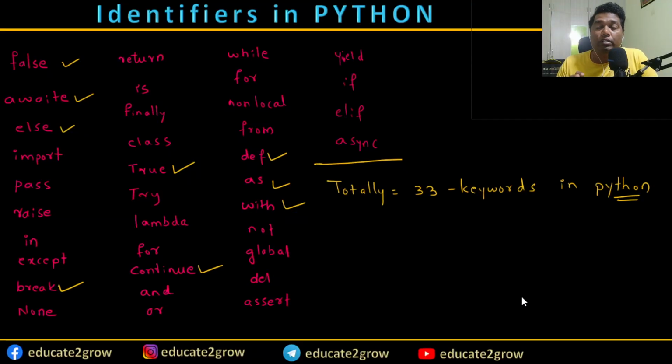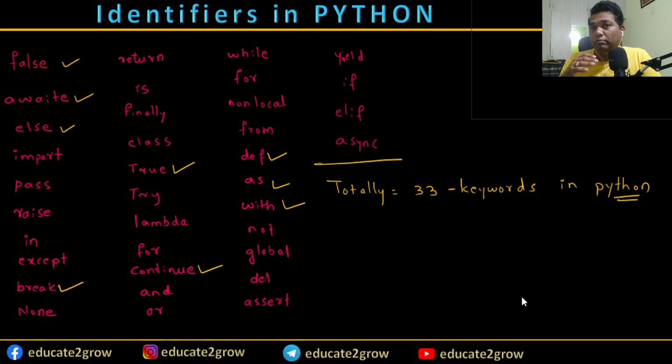So in this session, we are going to talk about identifiers in Python. So what do we mean by identifiers? Identifiers are similar to keywords. They are similar kinds of words, but they are not predefined in the program. They are defined by the end user when writing the program.